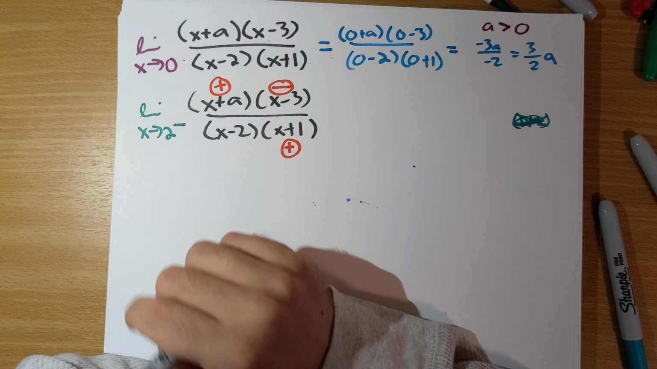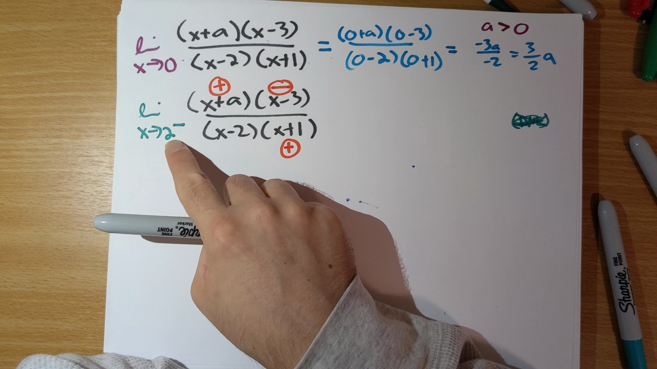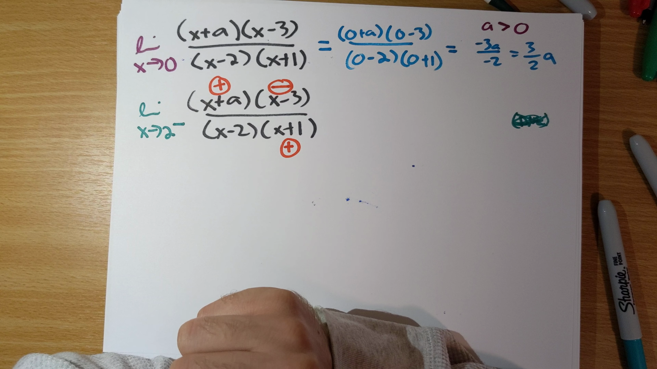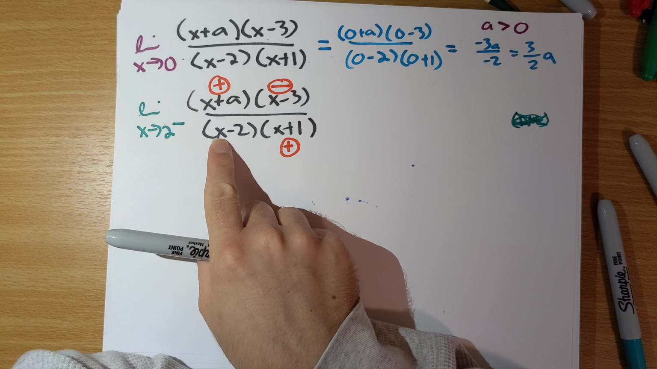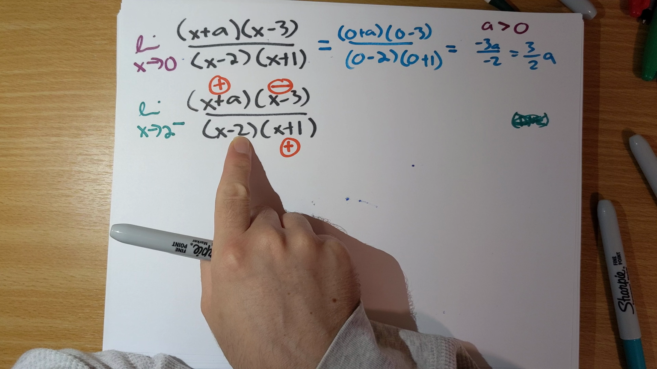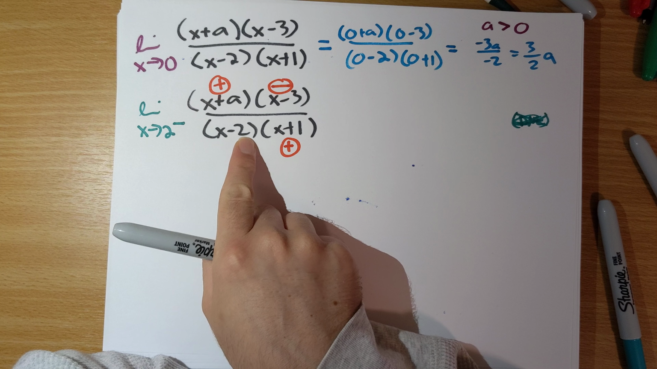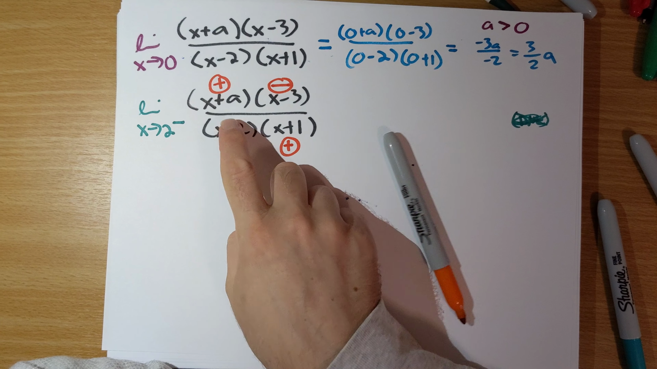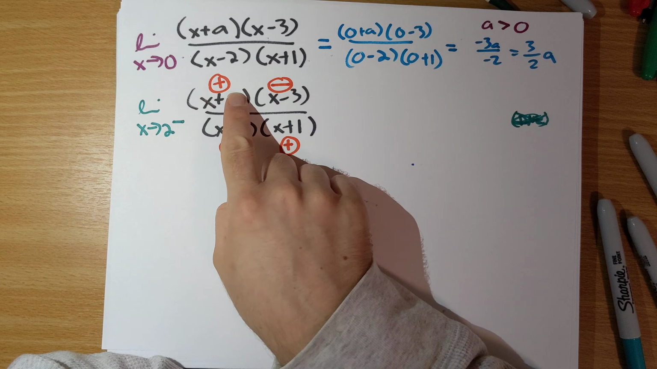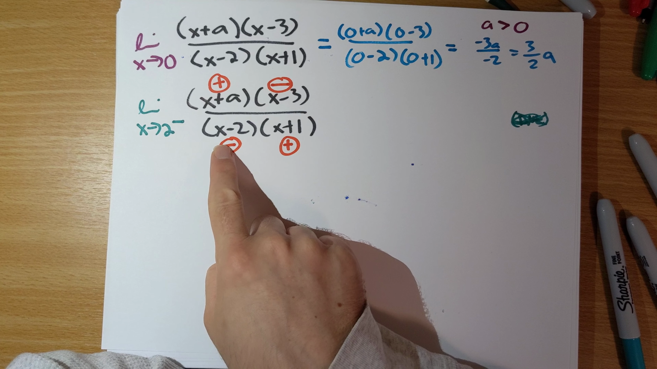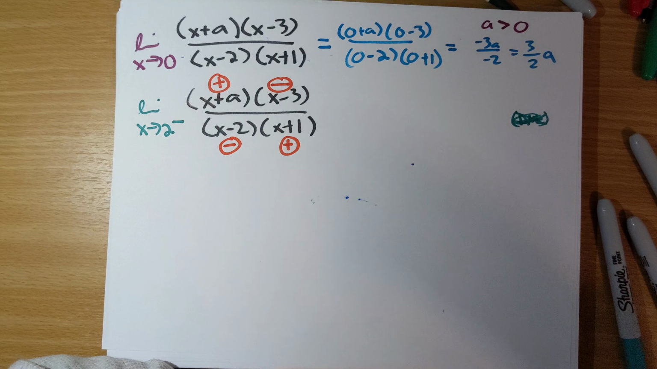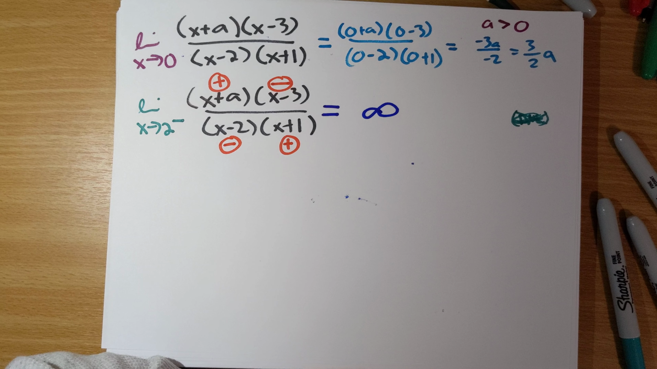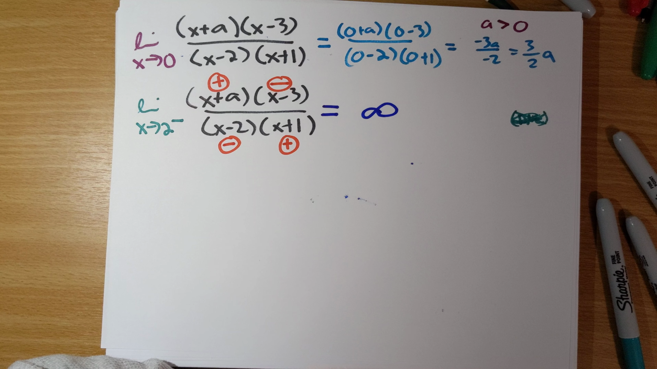So if x is going to 2 from the left, the numbers that we're plugging in are like 1.9, 1.99, 1.999. And if you're doing 1.9 minus 2, you're getting negative 0.1. If you're doing 1.99 minus 2, you're getting negative 0.01. If you're plugging in numbers a little bit less than 2 here, you're going to get something negative. So positive times negative is negative, divided by negative times positive. Negative divided by negative gives us something positive. So this is going to be an infinite limit. The limit as x goes to 2 from the left of this expression is going to be positive infinity.